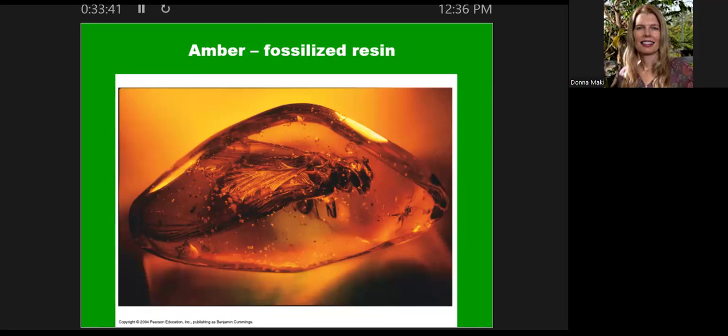Yes. This might be a silly question, but is that like sap? It's a resin that oozes out.